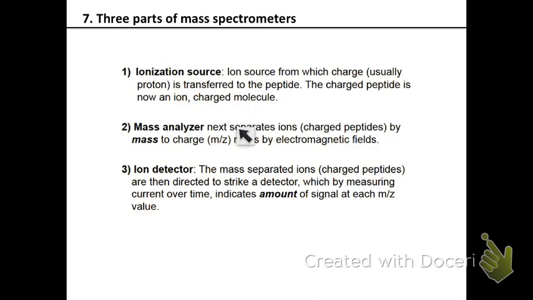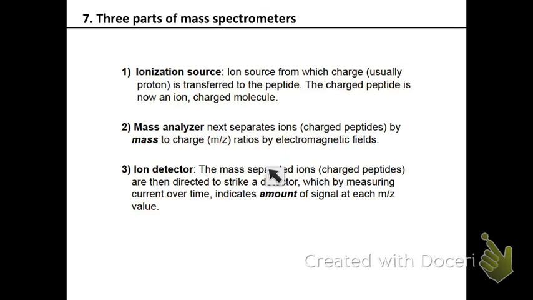Okay? The second component is a mass analyzer. What it does is it separates these ions, essentially the charged peptides, by mass to charge ratios. Okay? So since most of our peptides will have the same charge, not always, but most of the time, the mass analyzer is going to be separating these by their mass. Okay? And the mass analyzer does that by using an electromagnetic field. And the third component is called an ion detector.